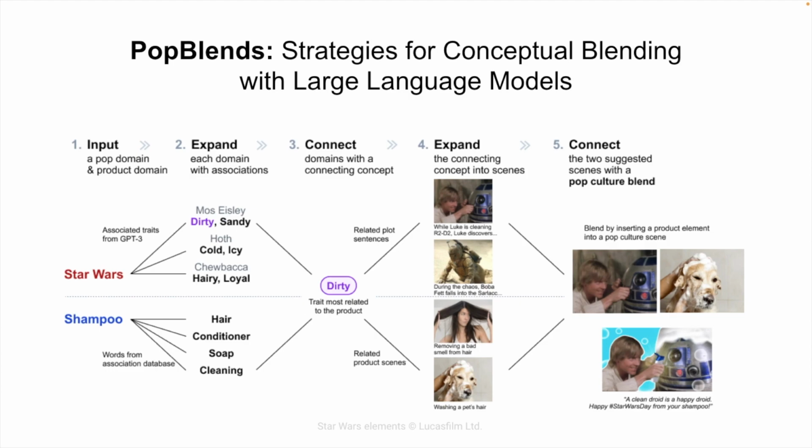Overall, PopBlends shows how large language models and knowledge bases can be structured to power the creative process of divergent and convergent thinking.